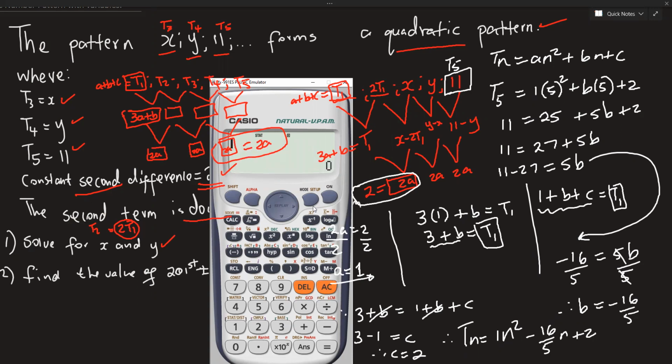Let's check. Mode, in this case, is 7 on mine. Then it's going to show you f of x. So the n, you're going to replace it by x, basically, right? So I have 1 alpha x squared minus 16 over 5. And then in bracket here, I can put x, and then plus 2, right?